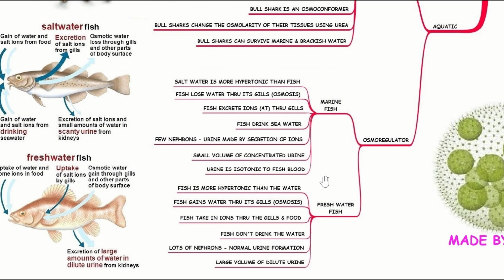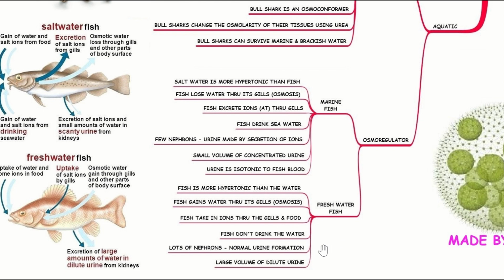Next, we've got freshwater fish, and they have the opposite problem. The fish is more hypertonic than the water that it's living in, so water is going to rush into the fish through the gills using the process of osmosis. So these fish, the freshwater fish, don't need to drink water, but they do need to take in ions, as you lose ions whenever you urinate. So it takes in ions through the gills and in the food that it eats.